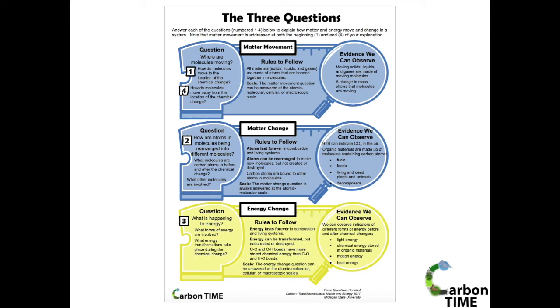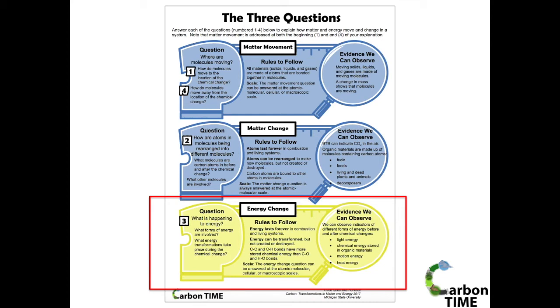Another design piece across units is what we call the 3 questions, through which CarbonTIME scaffolds important cross-cutting concepts of scale and matter and energy. In order to explain a carbon transforming process, students must connect the macroscopic with the atomic molecular scale. To explain where molecules are moving to and from, or the matter movement question, how atoms and molecules are being rearranged, we call it the matter change question, and what is happening to energy, the energy change question. You'll see how these 3 questions are scaffolds as we look at the plants unit next.